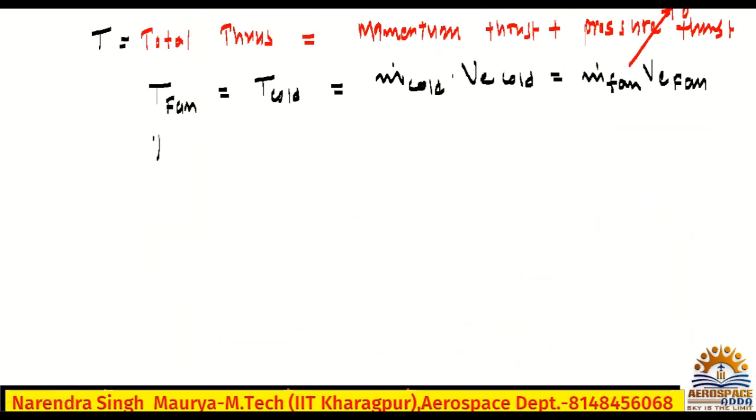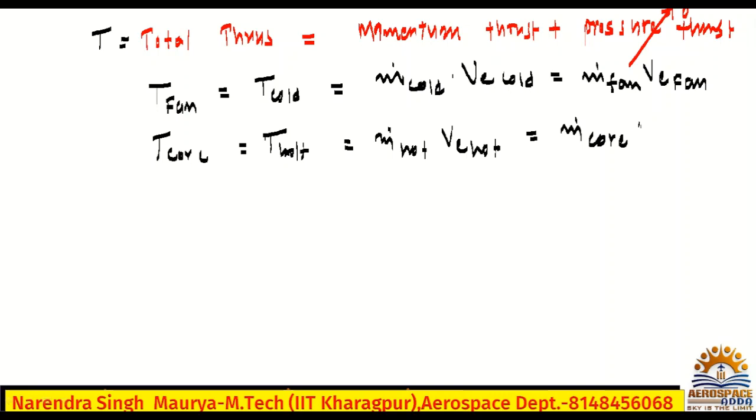Another you have to write for the core thrust also. This core is also called thrust due to hot air. So here you can write mass flow rate due to hot air into exhaust velocity of the hot air. Similarly, here also you can write the same thing, m dot core into exhaust velocity of the core, so that it should be very clear.